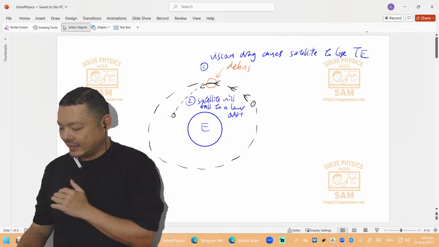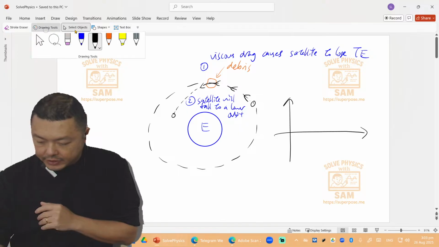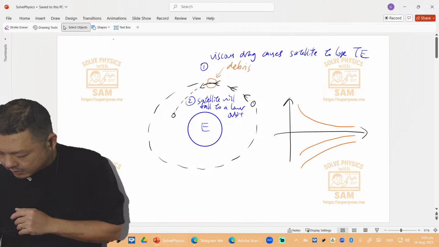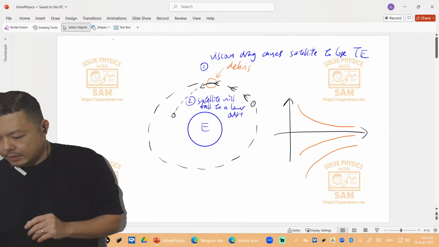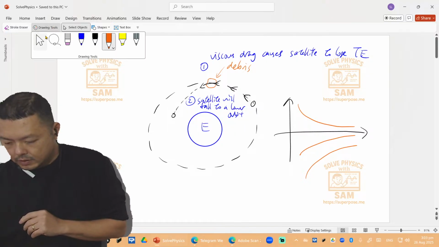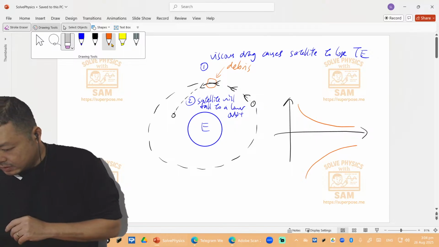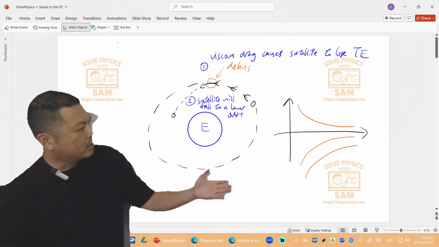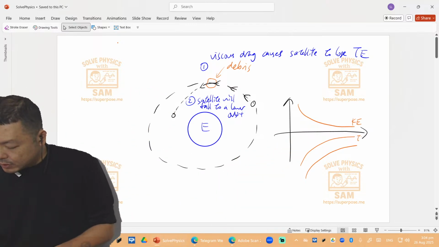Okay, why is that? Because for orbital energy, if you remember the graph, it looks like this, something like that. You get what I'm saying. The top graph is KE, the middle graph is total energy, and the bottom graph is GPE.